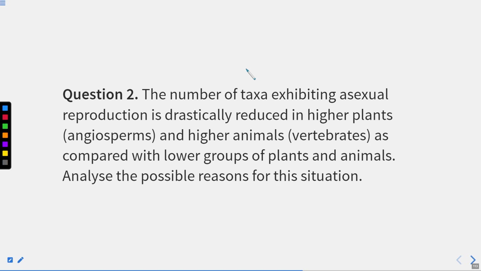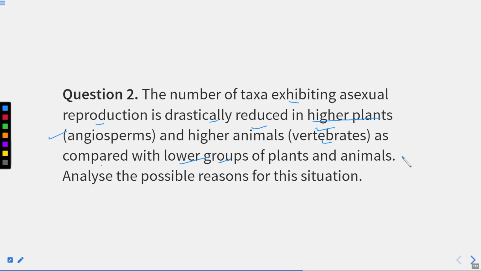The number of taxa exhibiting asexual reproduction is drastically reduced in the higher plants, such as angiosperms, as well as the higher animals such as vertebrates. Vertebrates are organisms that consist of the vertebral column, the skeleton and the backbone. They are saying the number of taxa exhibiting asexual reproduction is drastically reduced in the higher plants and animals as compared to the lower groups of plants and animals.